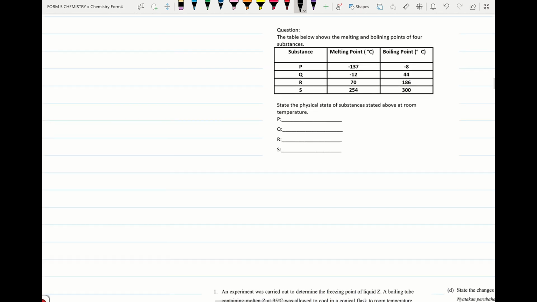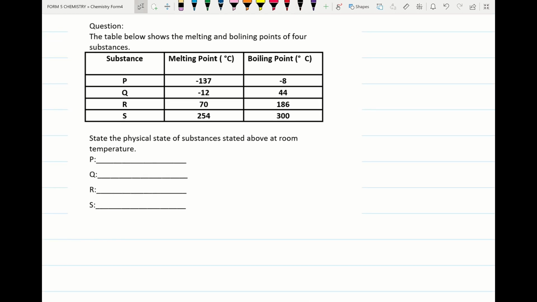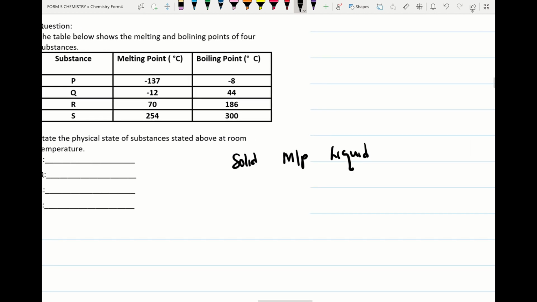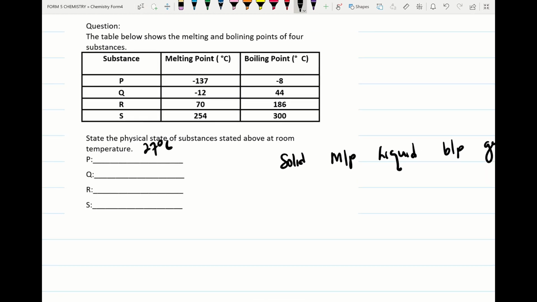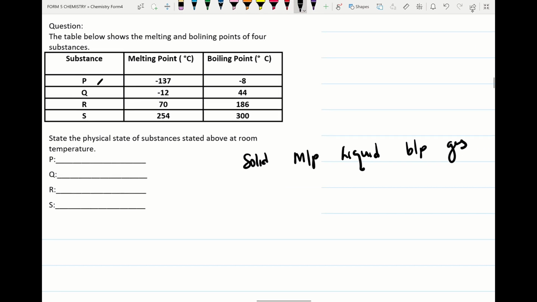So we move on to the next question. Please check this question. So the melting process. Before the melting point, please remember particles are in solid state. Once it has reached the melting point, only after the melting point will the particles turn into liquid state, and after the boiling point, the particles will turn into gas. And please remember the room temperature is 27 degrees Celsius, and we need to state the physical state of substance P. The melting point is negative 137 degrees Celsius and the boiling point is negative 8 degrees Celsius.